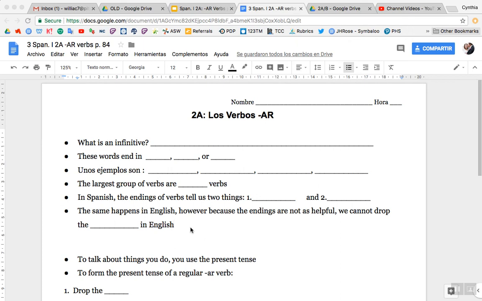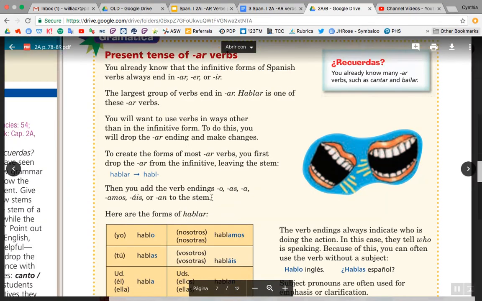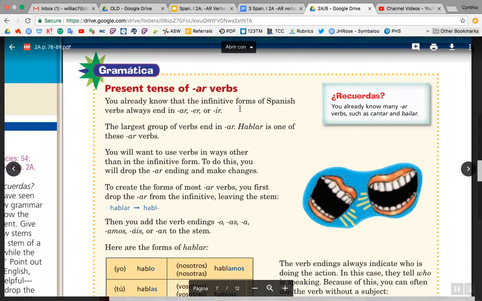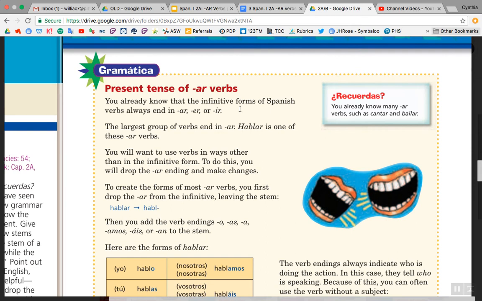All right, let's talk about AR verbs. First thing you have on your note sheet is what is an infinitive. I'm going to go over here to the book, and this is page 84. An infinitive is a verb, so something you do, an action, that ends in AR, ER, or IR. You may be familiar with some of these, like practicar, hablar, and there's plenty others.